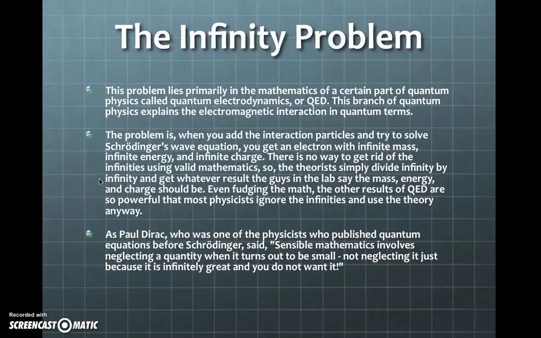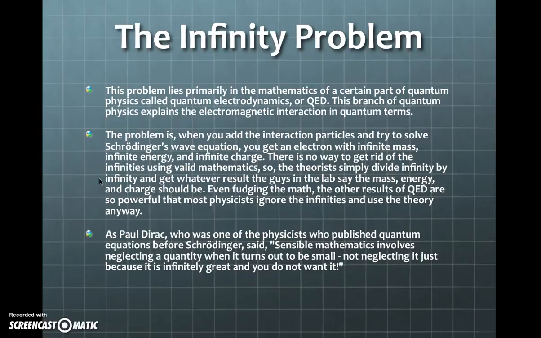Then we have a thing called the infinity problem. So this is essentially a mathematical part of quantum physics called quantum electrodynamics, QED. This branch of quantum physics explains the electromagnetic interaction in quantum terms. So the problem is when you add the interaction particles and try to solve Schrodinger's wave equation, you get an electron with infinite mass, infinite energy, and infinite charge. And there's no way in usual valid mathematics to remove the infinities.